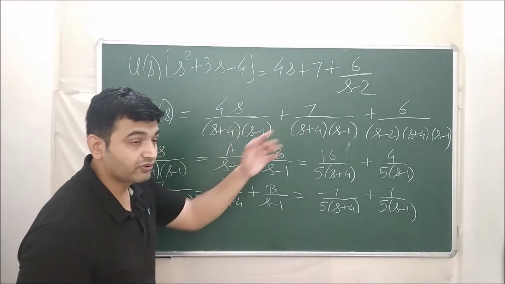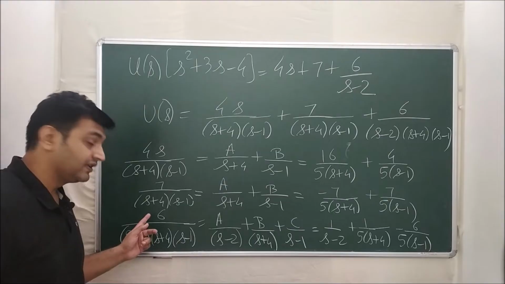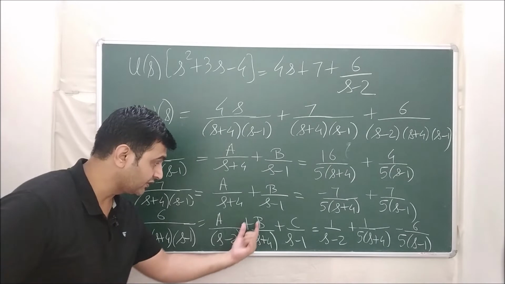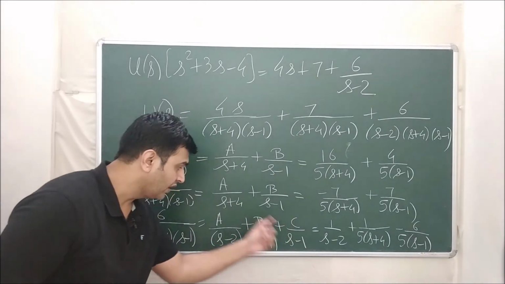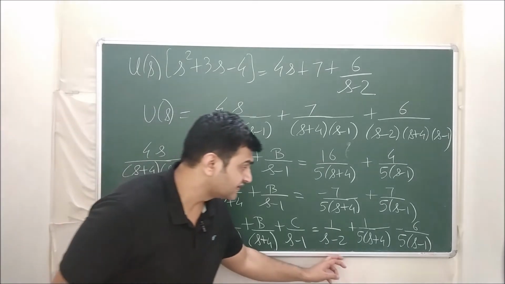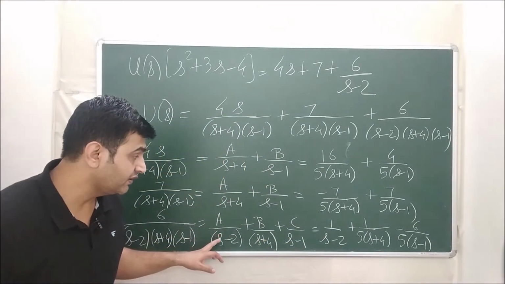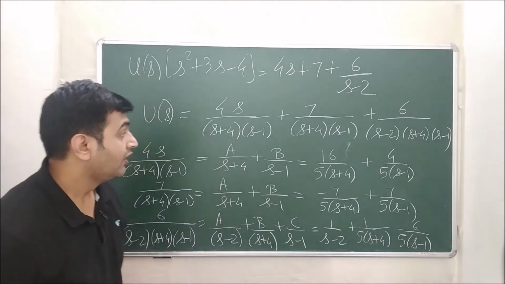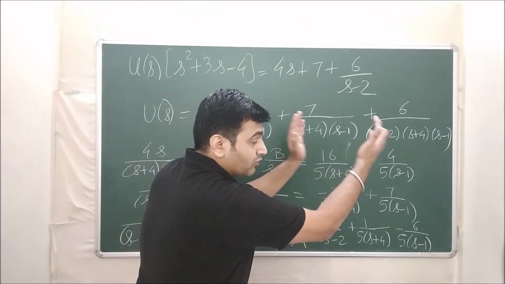And similarly for the third term, which is nothing but 6 upon s minus 2, s plus 4, s minus 1, is equal to A upon the first term, B upon the second term, C upon the third term. You do the cross multiplication, equate the coefficients, solve those equations. This is what you will get. Your A will come out to be 1, B will come out to be 1 by 5, C will come out to be minus 6 by 5. So now we have done the partial fraction for all the three terms.